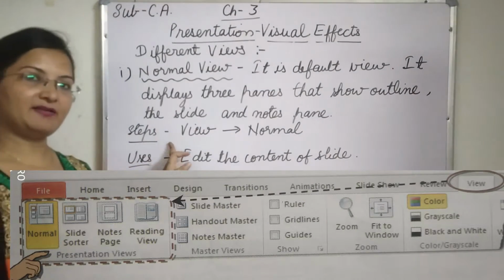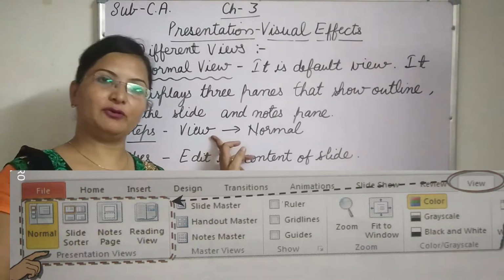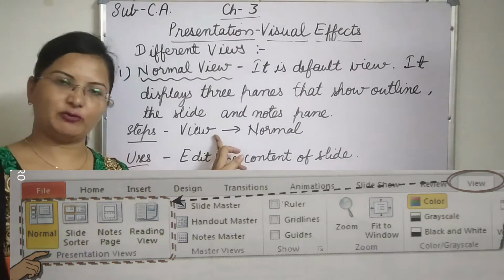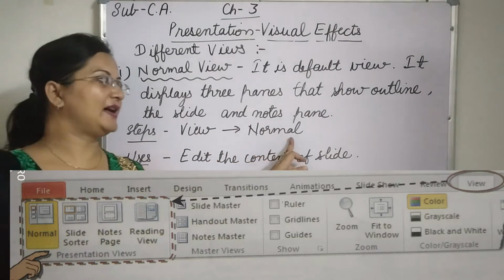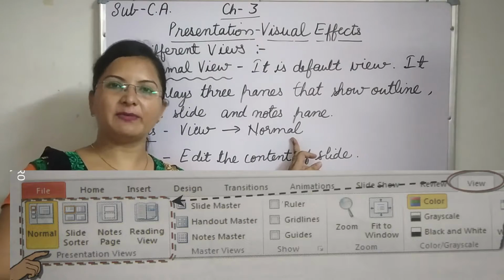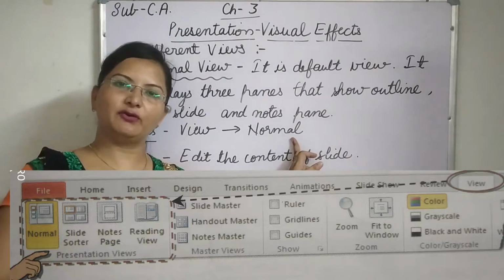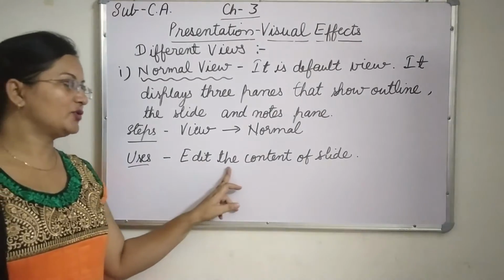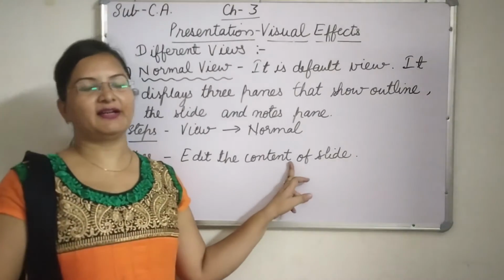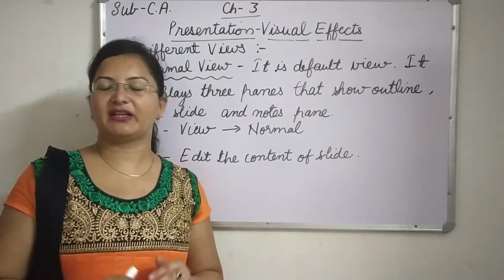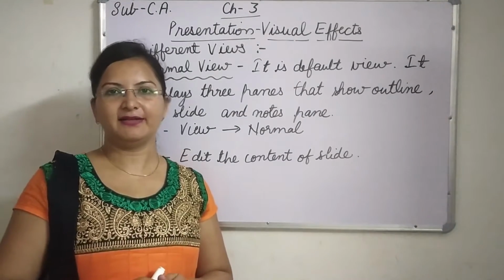Now the steps are, you have to click the View tab in the ribbon. First of all you have to click on View in the menu bar, and then you will be able to see that we have to click on the Normal icon in the Views group. Now its uses are to edit the content of the slide. I have already told you, in normal view we can change one slide at a time.